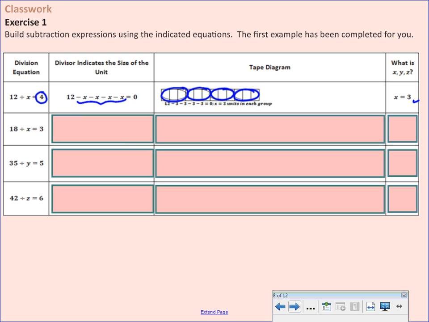Let's try the next one together. 18 divided by x equals 3. Well, how am I going to start and write that out? I start with what number? 18. And I'm going to subtract x how many times? Okay, so let's write that. You have 18, take away x 3 times.